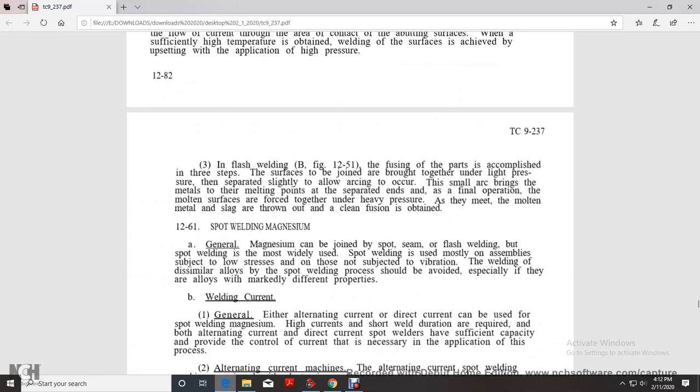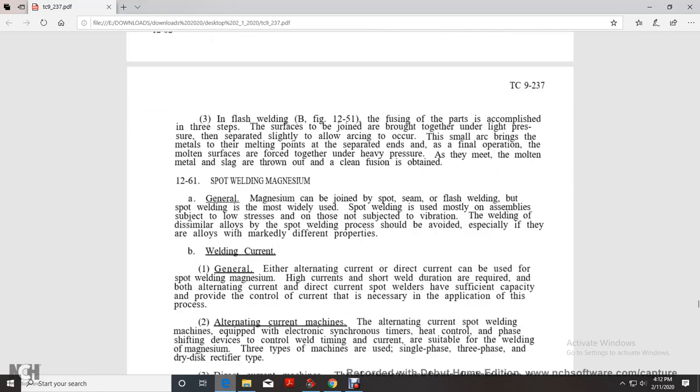In flash welding, figure 1251, the fusing of the parts is accomplished in three steps. The surfaces being joined are brought together under light pressure and separated slightly, allowing an arc to occur. The arc brings the metals to their melting points. Then in the final operation, the molten surfaces are forced together under heavy pressure, with the molten metal and slag thrown out, and a clean fusion is obtained.